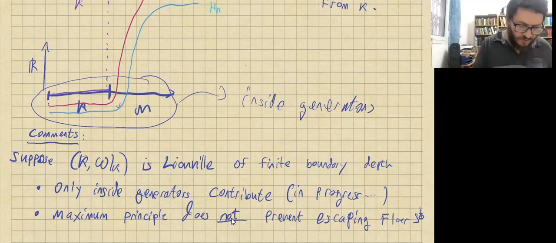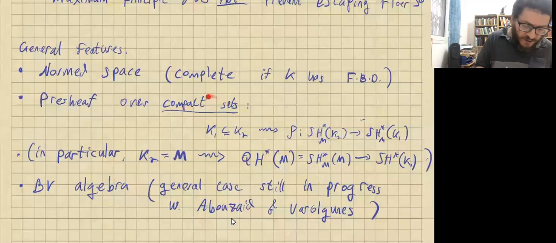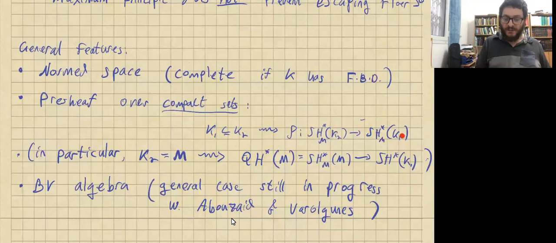The general features are, again, this thing is like a normed space over the Novikov ring. Another feature is that it defines a presheaf, where you look at the Grothendieck topology of compact subsets of a symplectic manifold. Then every time you have an inclusion, there is a map going in the opposite direction called the restriction map, which goes from the local symplectic homology of the bigger set to the local symplectic homology of the smaller set. And this is a particular instance of what I said before, that whenever you have an ordered pair of Hamiltonians, there is a continuation map.